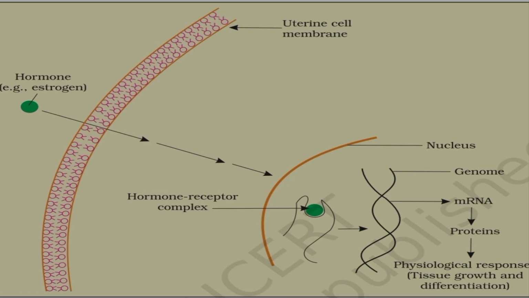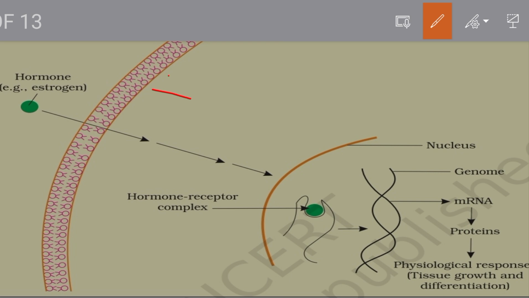So here you can see this is the uterine cell membrane. The hormone estrogen is lipid soluble and it has its receptor inside the nucleus. You can see this thing is a receptor. This hormone estrogen binds to this intranuclear receptor. When the hormone binds to its receptor, it forms hormone receptor complex.